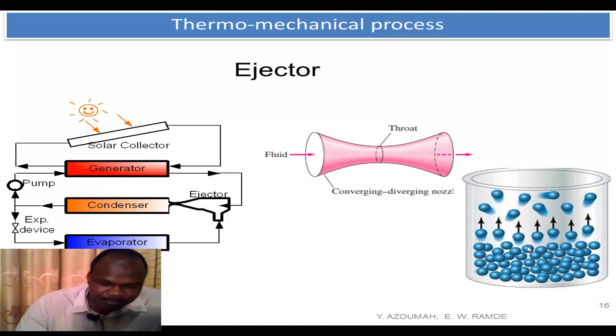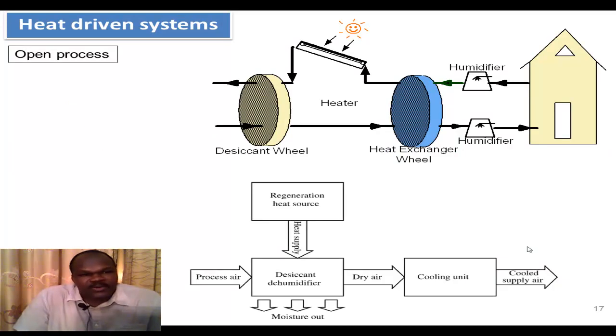Now you have the heat-driven systems. And the heat-driven systems, you have open systems and then closed system. This is an example of an open system. The open system, the working fluid is open to ambient. Imagine if this is the house to be cooled. Here the working fluid is air. You take air and you pass it through a material that absorbs moisture.